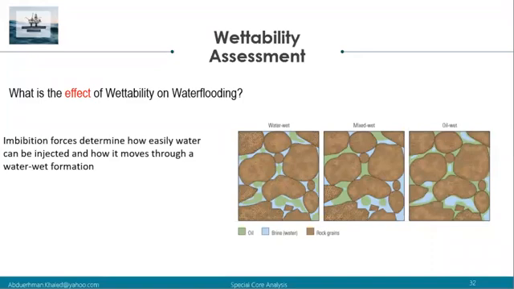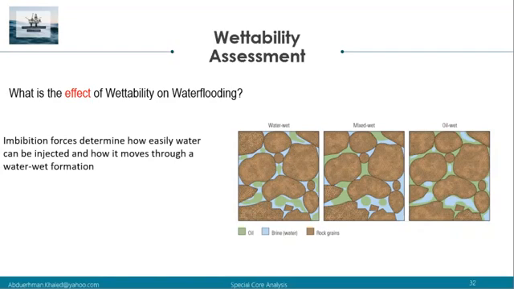So let's see what is the effect of wettability on water flooding. I mean, most of the fields now are producing thanks to water flooding. It's really important to know what is the effect of wettability on water flooding. Here we have, starting with the water-wet system.